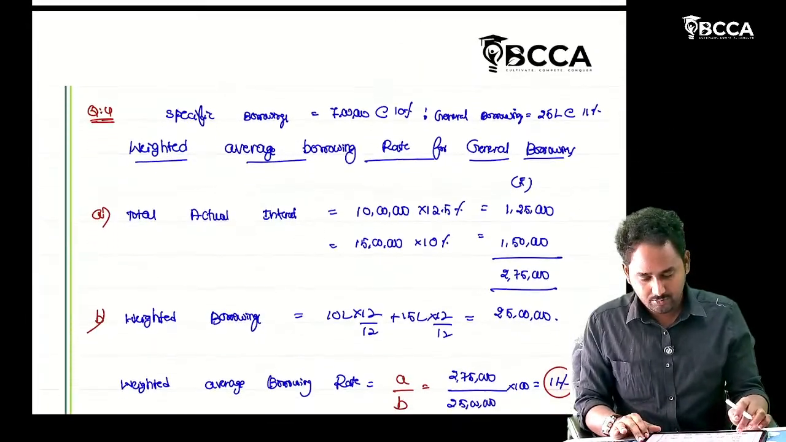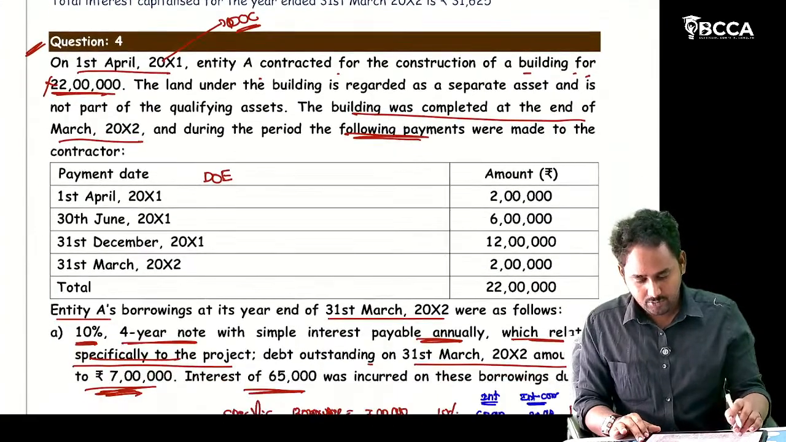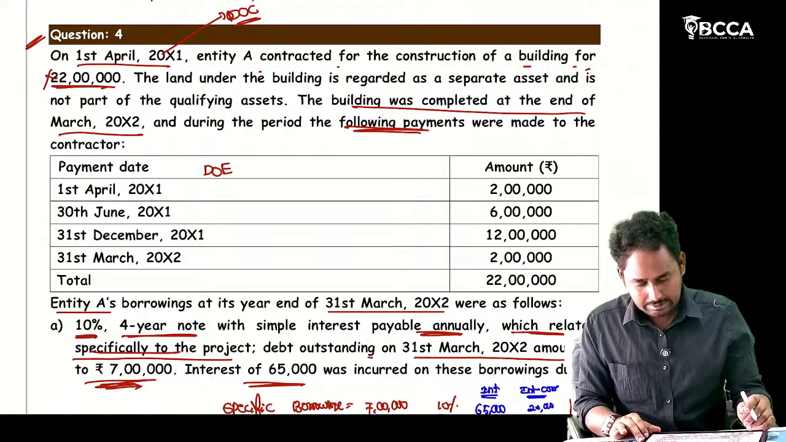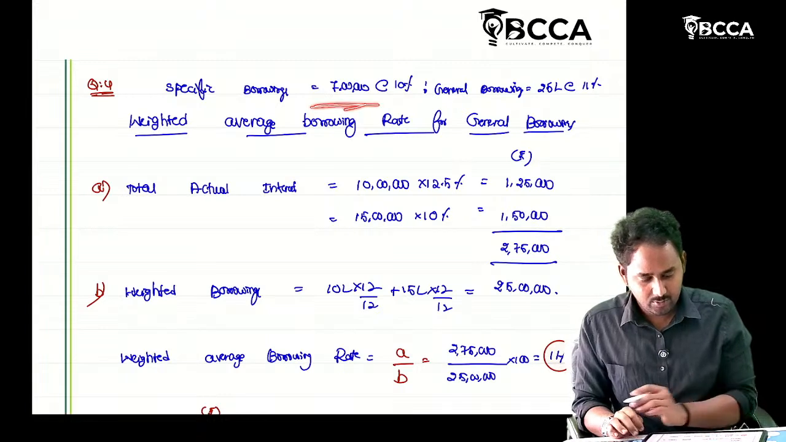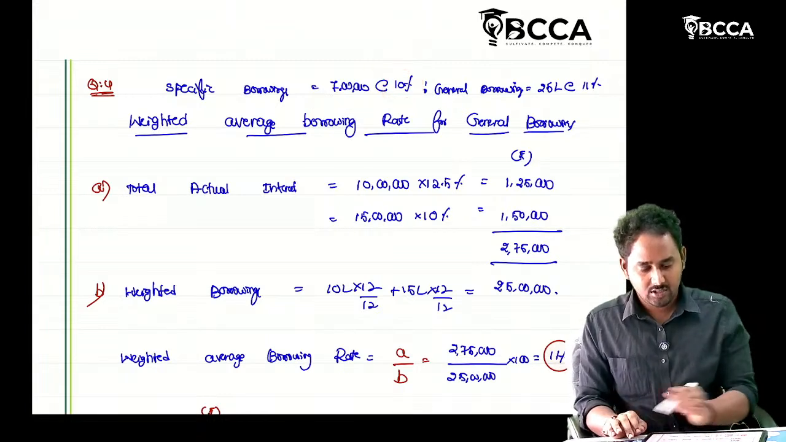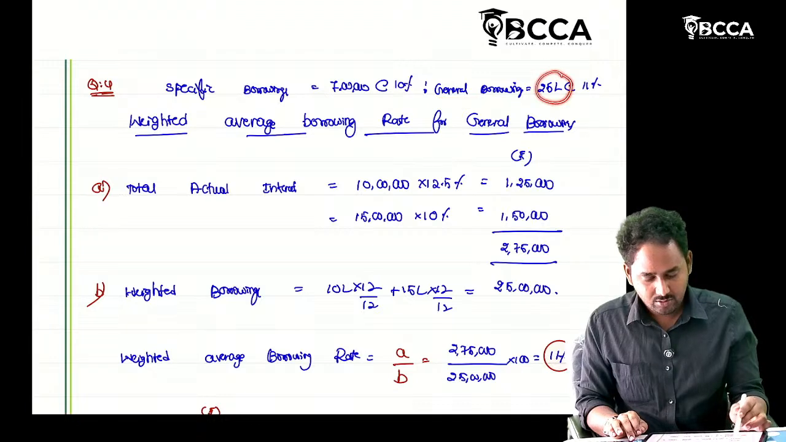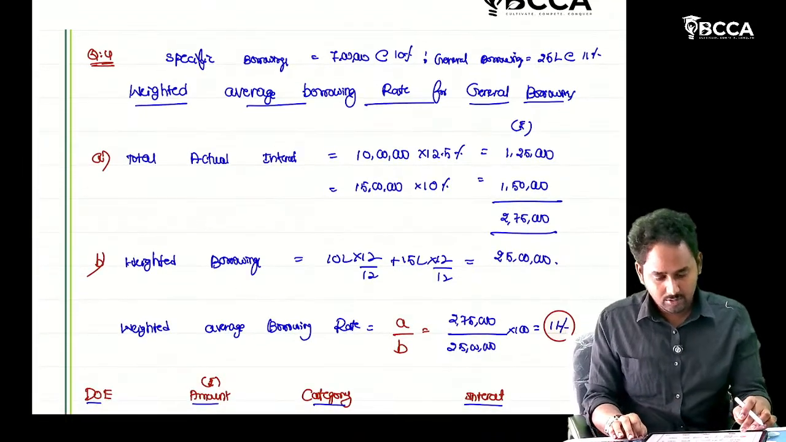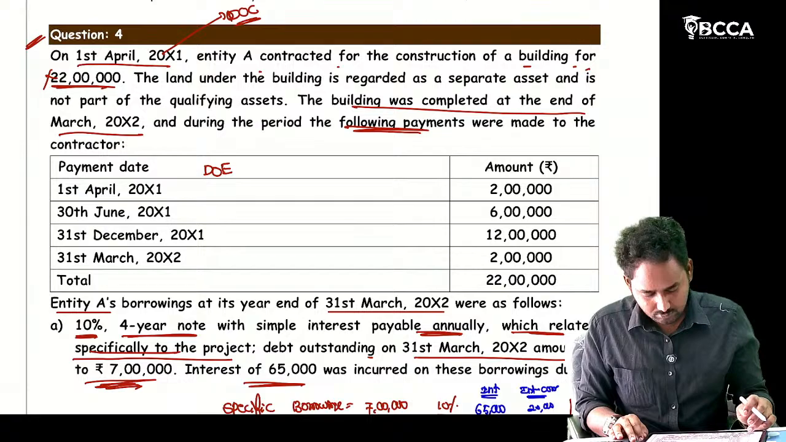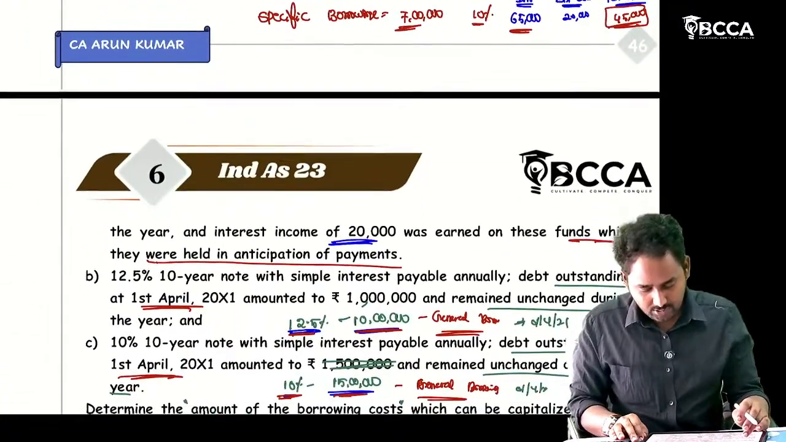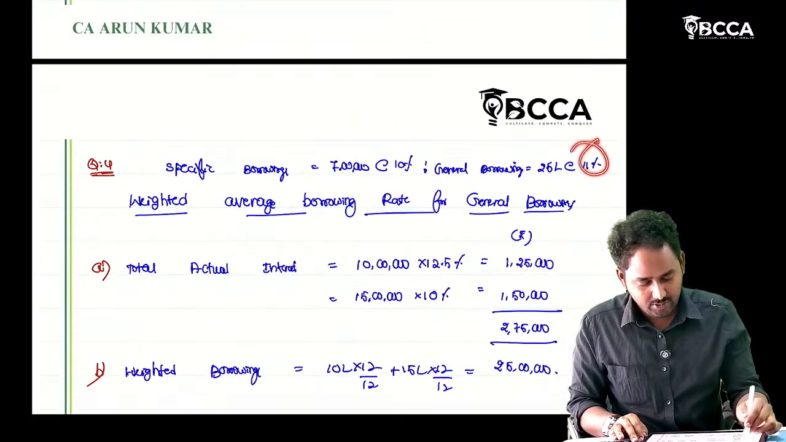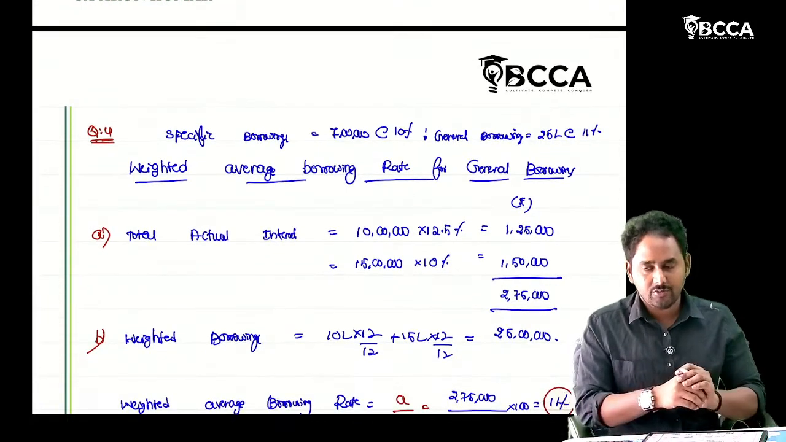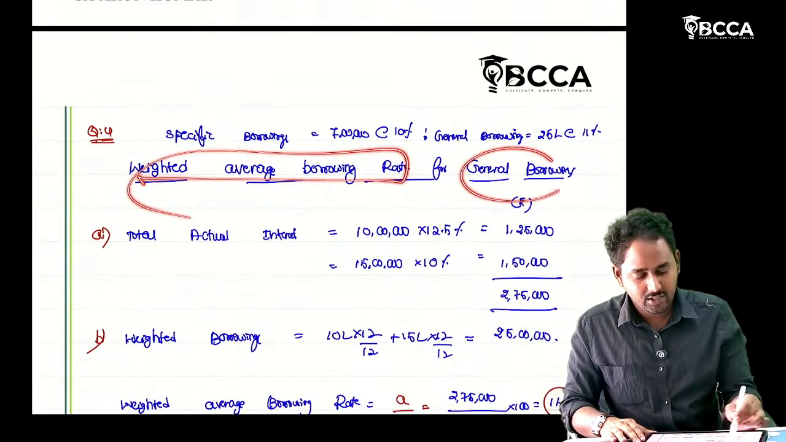Question number. General borrowings, 25 lakh rupees. Okay, what are the general borrowings? 25 lakh rupees at the rate of 11%. How we got 11% is, first I need to find out the weighted average borrowing rate for the general borrowings.